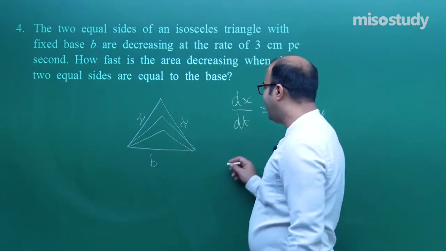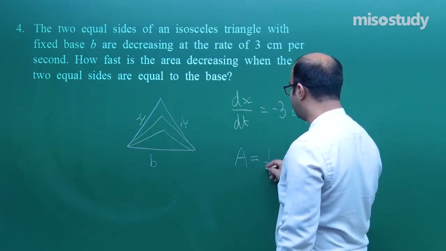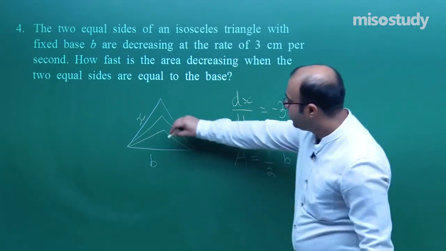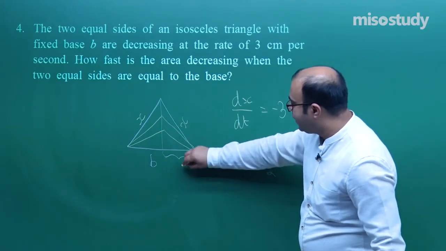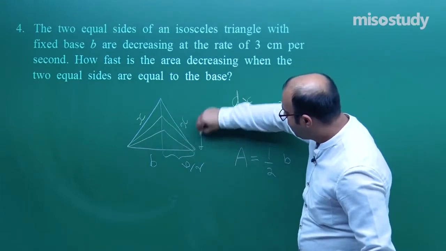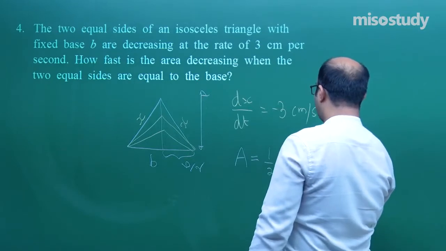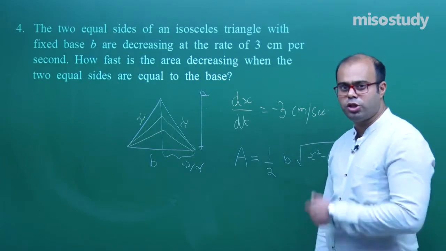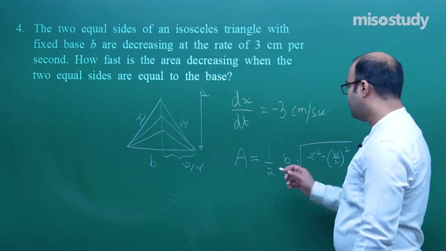So if we want to find the area of an isosceles triangle, how do we find it? What we do, half into base into height. Base is fixed B, so half B. And what is height? At any moment if we want to find the height, this length is B by 2 and this is x. So this height, by the help of Pythagoras theorem we can find, is root over x square minus B by 2 whole square, that is hypotenuse square minus base square is perpendicular square. So this is the height, this is the area.